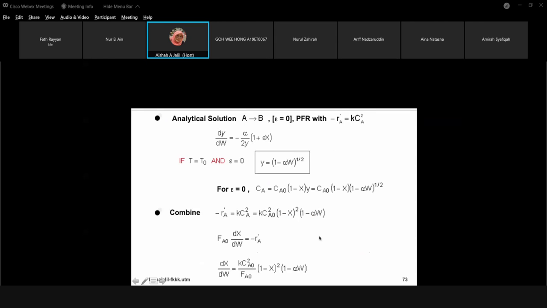Okay, another question. You have to remember this one. This is P over P naught equals root of 1 minus alpha W. Sometimes they will ask you to calculate for alpha, sometimes for W, sometimes for P over P naught, the y. Depends. Okay. Any more questions?